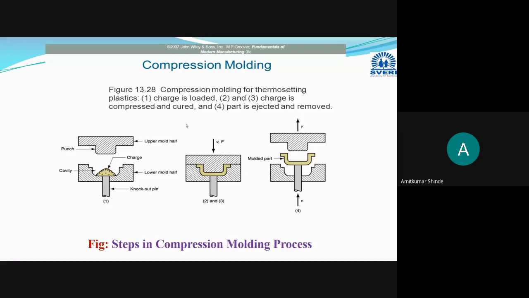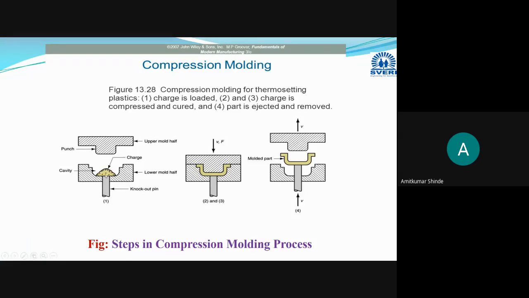In this compression molding, the mold will be in two halves: a lower mold half and an upper mold half, and the punch will be in the upper mold half. In the lower mold half, we take the charge or preform, which is nothing but the raw material. The preheated raw material is also known as preform, or charge. It is taken in the lower half of the mold cavity.